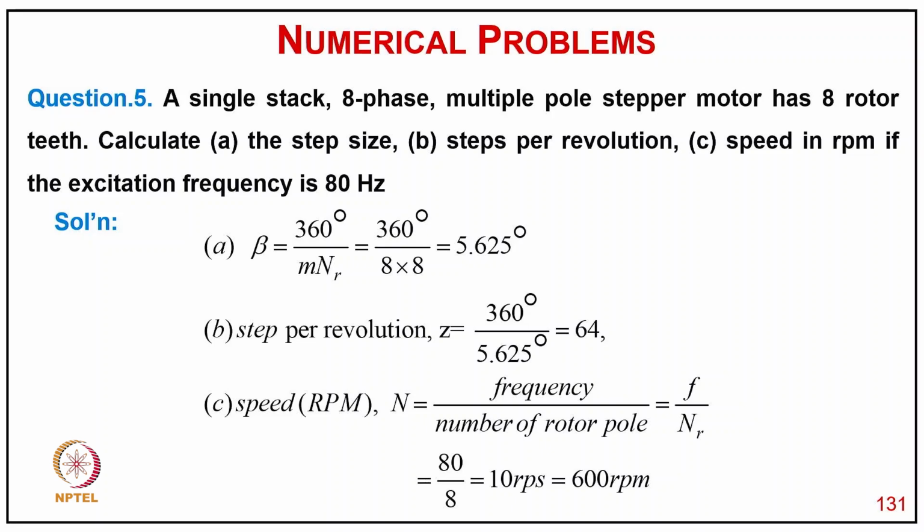A single stack 8-phase multiple pole stepper motor has 8 stator teeth. Calculate A, the step size, B, steps per revolution, C, speed in RPM, if the excitation frequency is 80 Hz. So the solution is beta equals 360 by m Nr. Putting the values, 360 by (8 into 8), it comes 5.625 degrees. And steps per revolution z equals 360 divided by the step angle 5.625. This comes 64, and speed in RPM equals frequency upon number of rotor poles, f upon Nr. So that comes 80 upon 8, that is 10 RPS or 600 RPM.